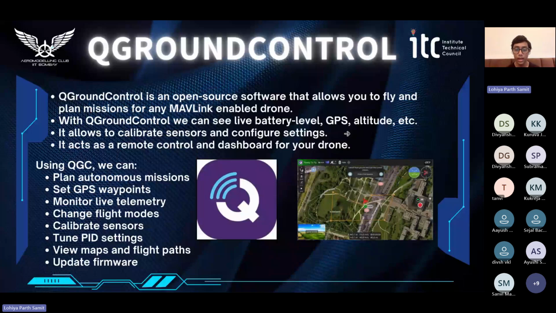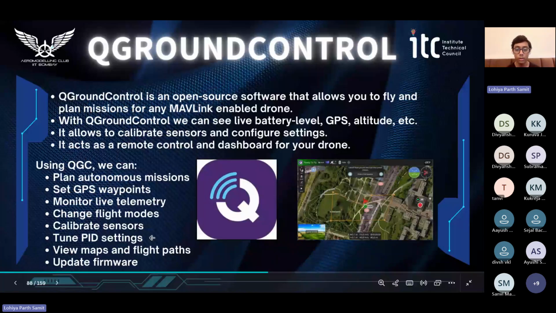Using QGC, we can plan autonomous missions, set GPS waypoints like we see here, and we can also monitor live telemetry, that is the live data that we record on the drone. We can also change flight modes, for example, from stabilize to hover to loiter. We can also calibrate the sensors in our drone. We can also tune the PID settings, that is the KP, KI, and KD gains. We also can view the maps and fly paths, and we can also update the firmware on our drones.